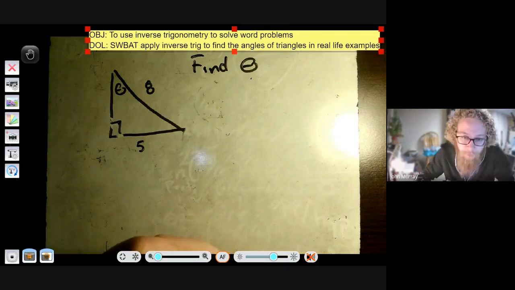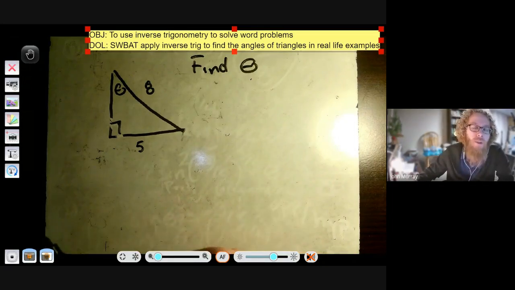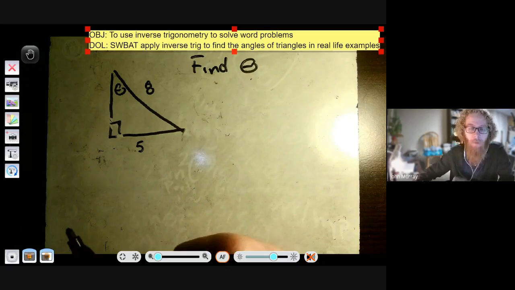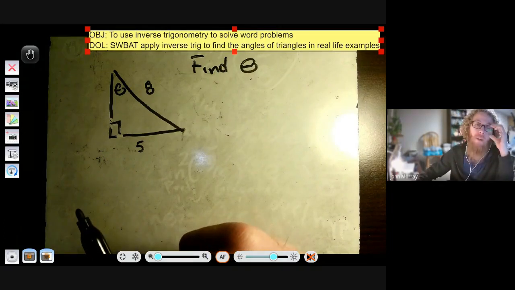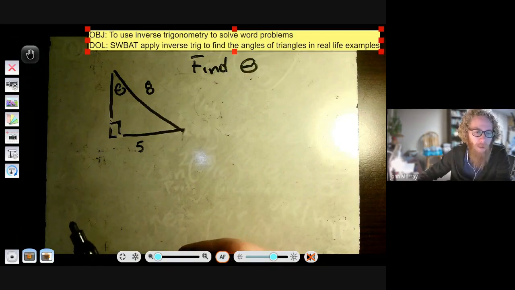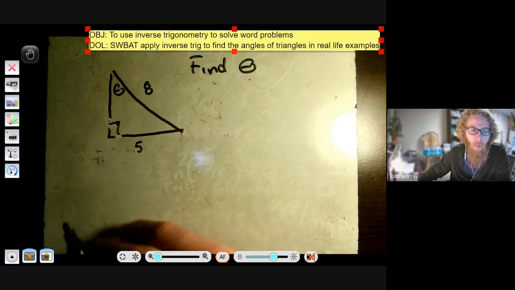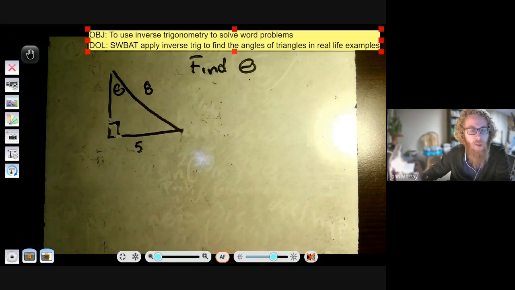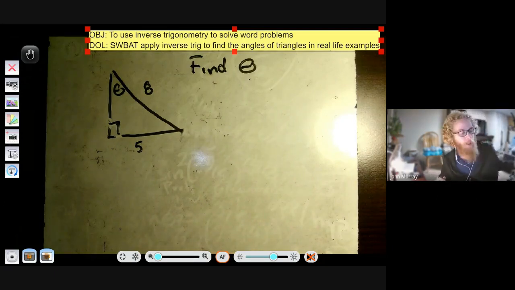So there's two things you're going to do, and they're very similar to what we did with trig. The only difference is there's that extra step where we have to use inverse trig. Once you're comfortable with this, you can jump right to the inverse trig part. But I like setting it up first and then going through the steps of solving, just to make sure that we have everything in the right place and labeled correctly.